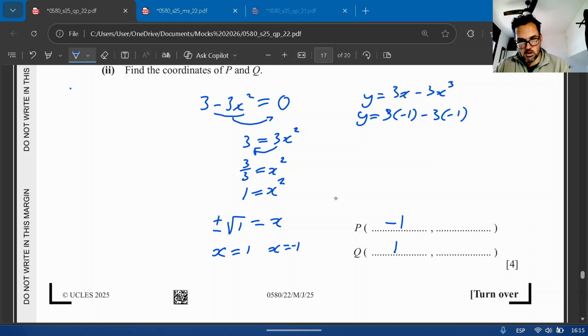And then minus 1 cubed. So 3 times minus 1 is minus 3. Minus 1 cubed is minus 1 times minus 1, which is 1. And then 1 times minus 1 is minus 1. So minus 1 cubed is minus 1. Then minus 3 times minus 1 is plus 3.